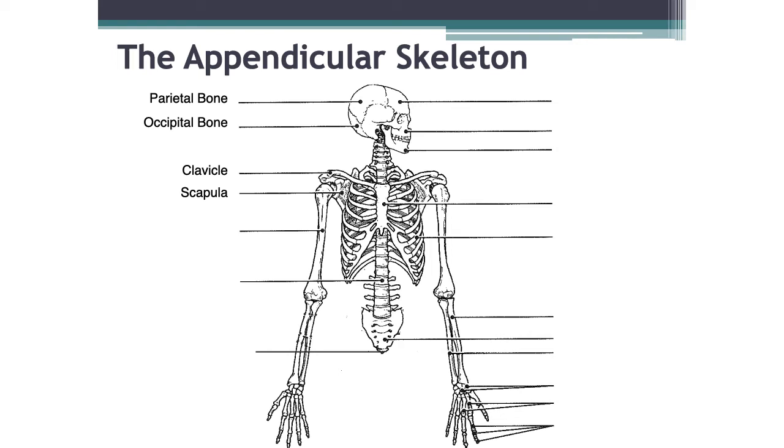So if you put your hand on your collarbone and then move your arm up and down, you see your collarbone is moving as well. So if you have a broken collarbone, moving your arm is going to be quite painful. So scapula is your shoulder blade. Humerus is the upper arm bone, okay, humerus.